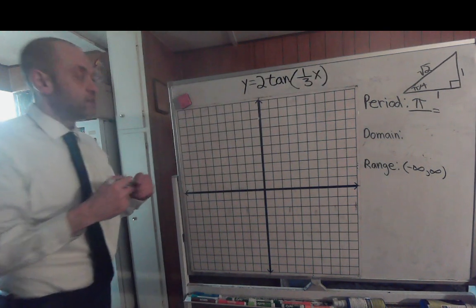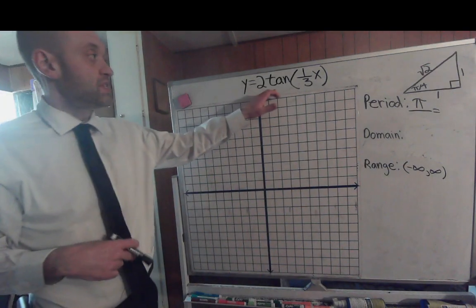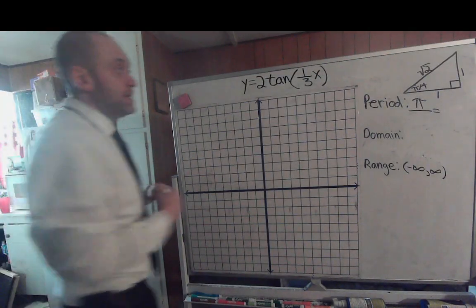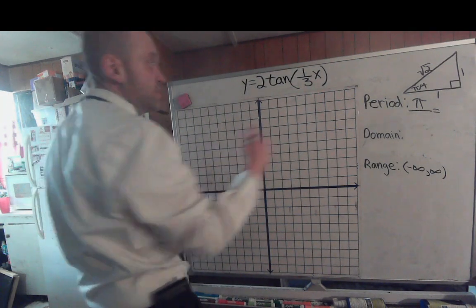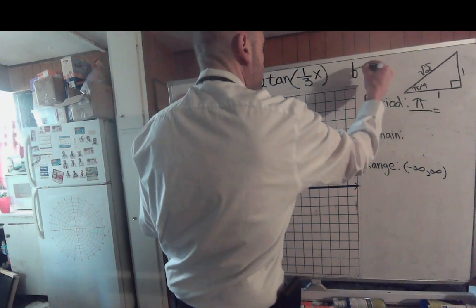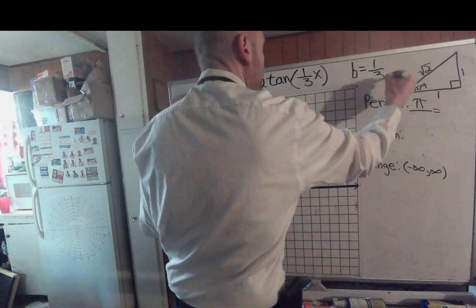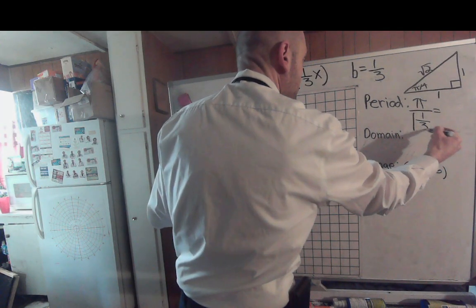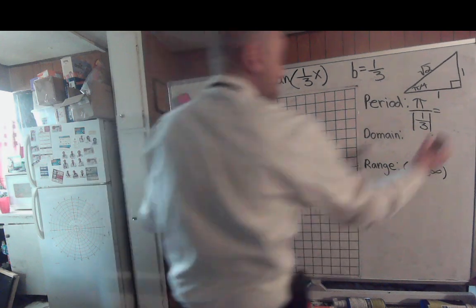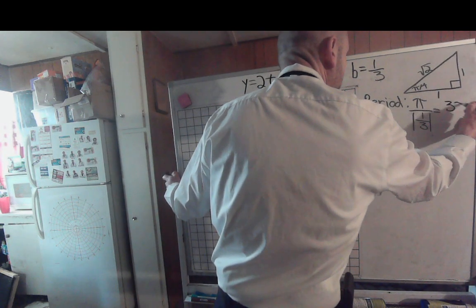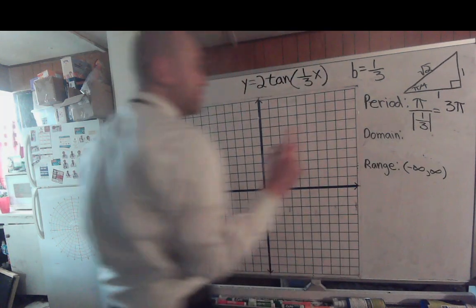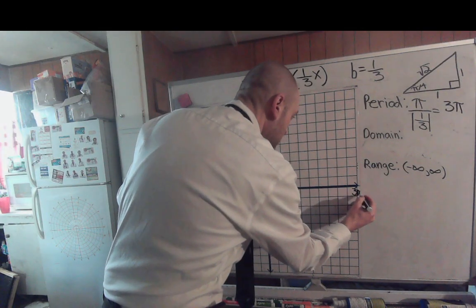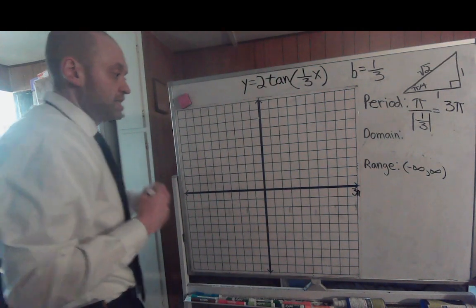Alright, so we have y equals 2 times the tangent of 1/3 x. So that means our b is the coefficient on the x, so we have a b of 1/3. So take that pi, divide it by the absolute value of 1/3, and you'll get a period of 3 pi. So your period in this case is 3 pi. So let's go ahead and plot these points.